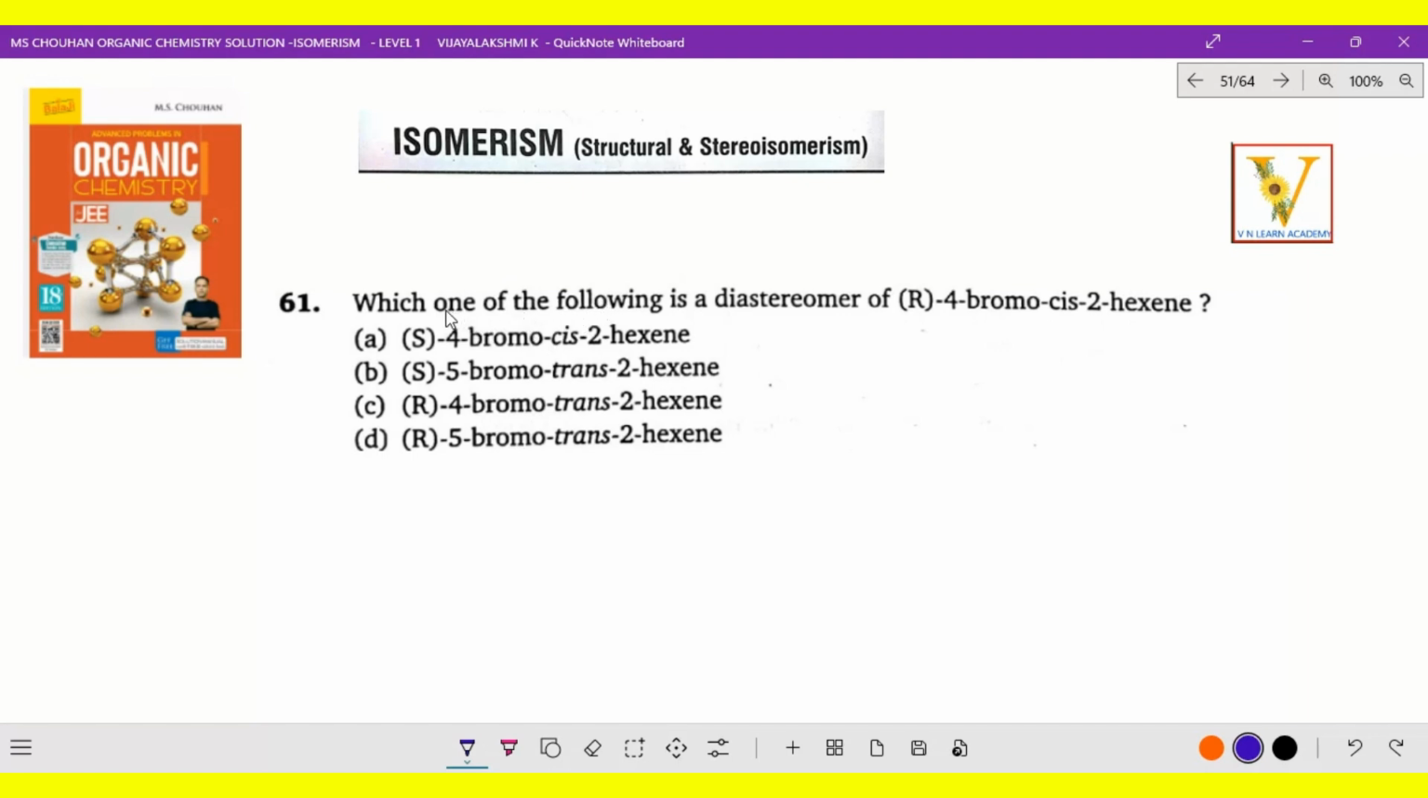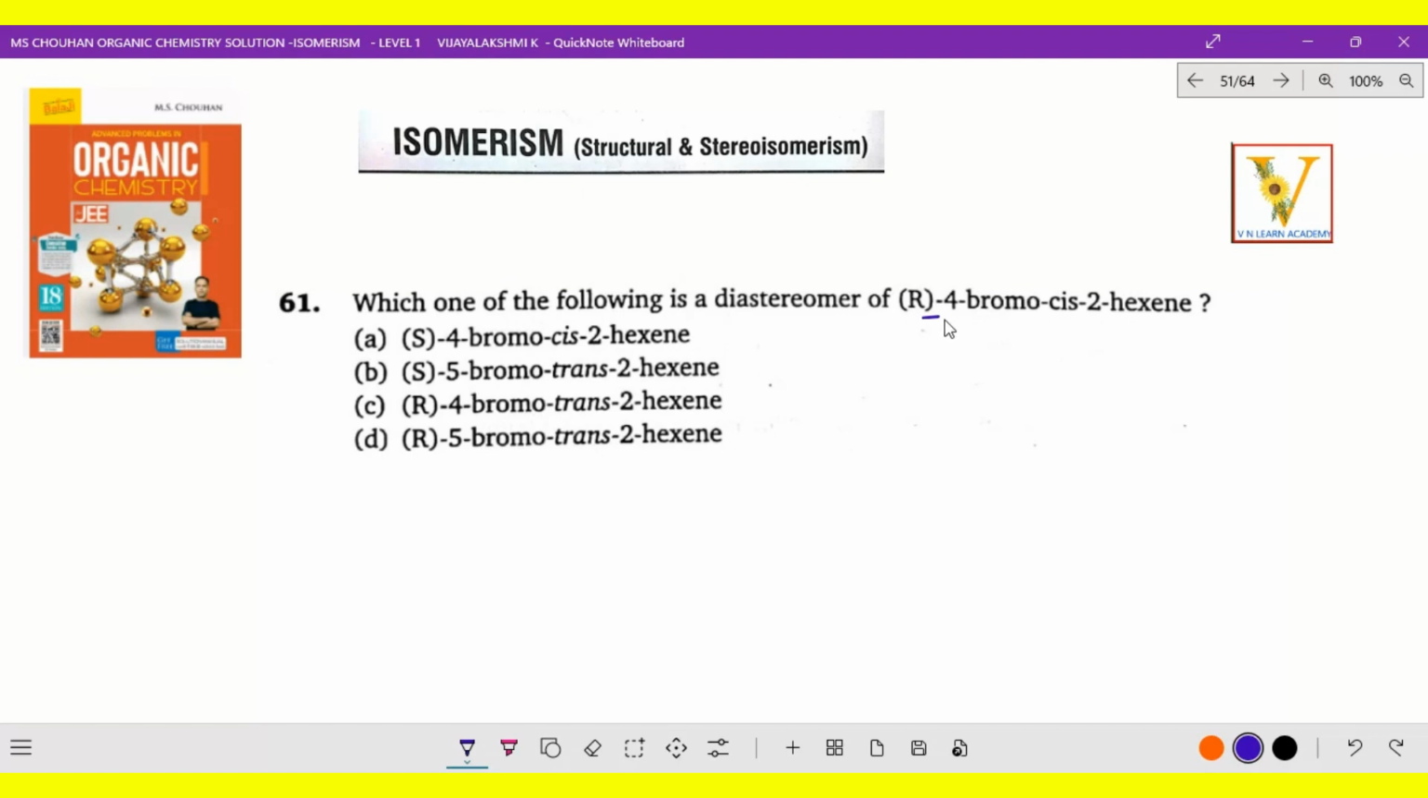In the first question, which one of the following is a diastereomer of R 4-bromo cis 2-hexene? Here they have given the options. Now we have to identify the diastereomer of R 4-bromo cis 2-hexene. So which is the diastereomer among these options? Option: 5 bromo trans 2-hexene, or 4 bromo trans 2-hexene, or 5 bromo trans 2-hexene.